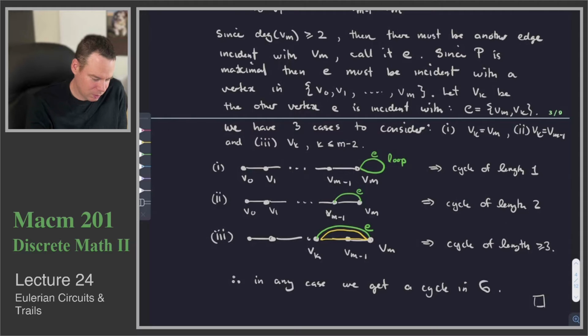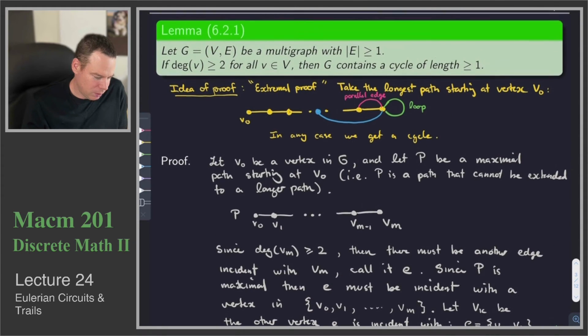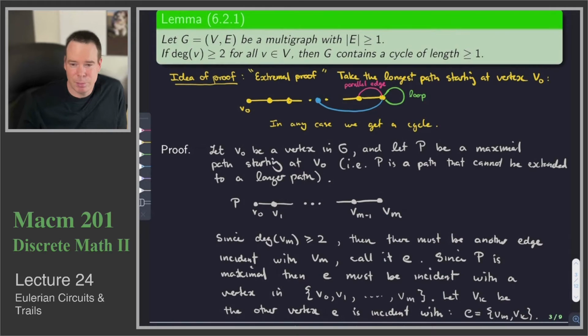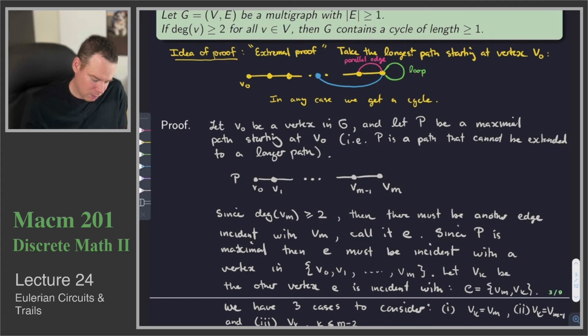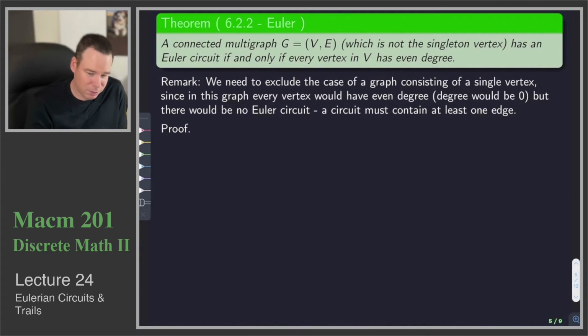All right, so that gives us our lemma that we're going to build off of. So again, just in short, this lemma says that if we have a graph with at least one edge and all the vertices have degree bigger than or equal to 2, then there has to be a cycle. Might not be clear why that's useful, but we're going to use it pretty much right off the start in our proof of Euler's theorem.